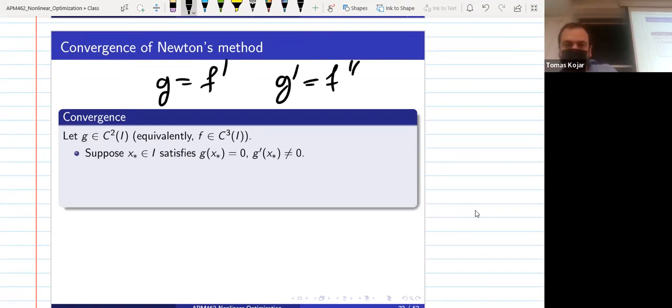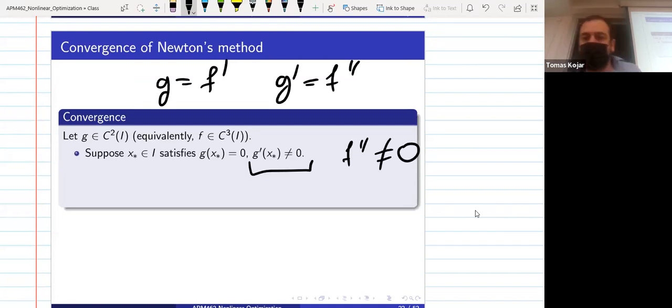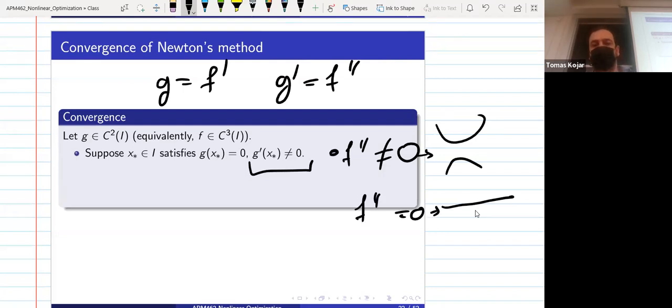But anyways, this condition says that F double prime is not allowed to be very flat. So this is saying F double prime is not 0. So you're either convex locally or concave. You can just be like this. Okay.